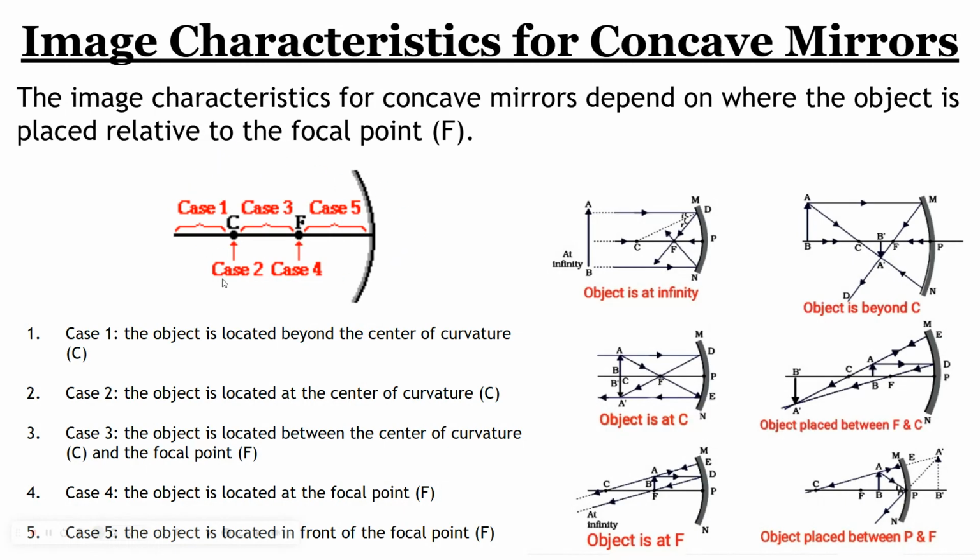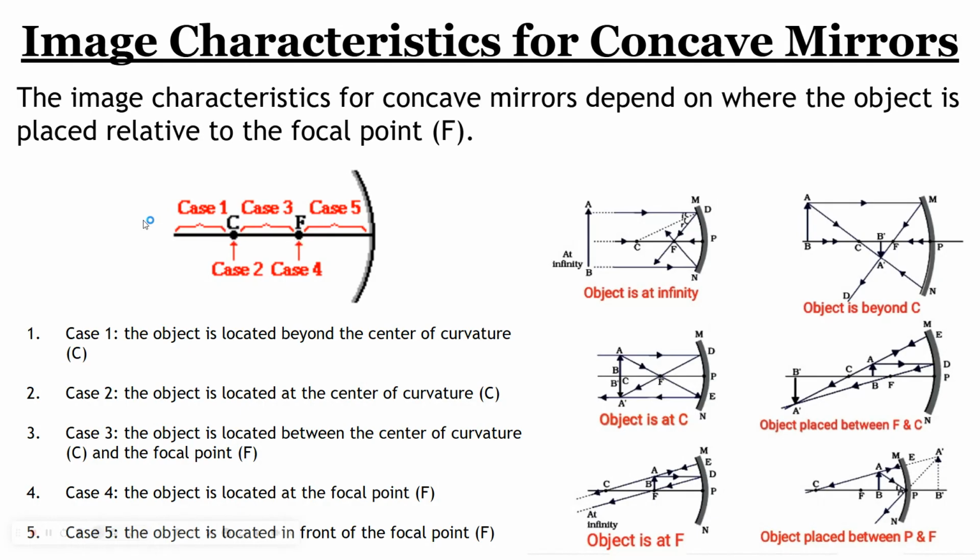For concave mirrors, the image characteristics will be different depending on where your object is placed. If your object is over here, between the focal point and the mirror, that'll give you a certain set of image characteristics. If the object is on the focal point, if the object is at the center of curvature, if the object is in between the center of curvature and the focal point, that'll give you different image characteristics.